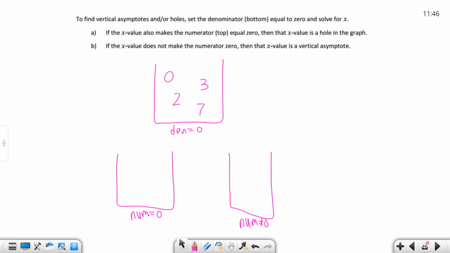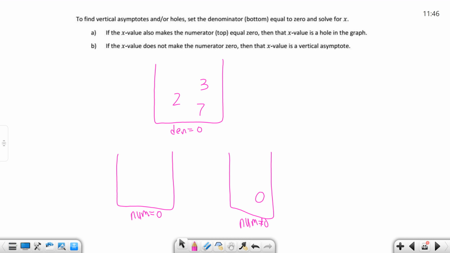So here's what we do. Once we find these values, we go to those values and we walk up to zero. Hey, zero, do you make the numerator zero? Do you make the top zero? And zero goes, nope, I don't make the top zero. So then guess what? We take zero and we pour it over here in this bucket. Boom. Okay, zero, you go over there because you don't make the top, the numerator, zero.